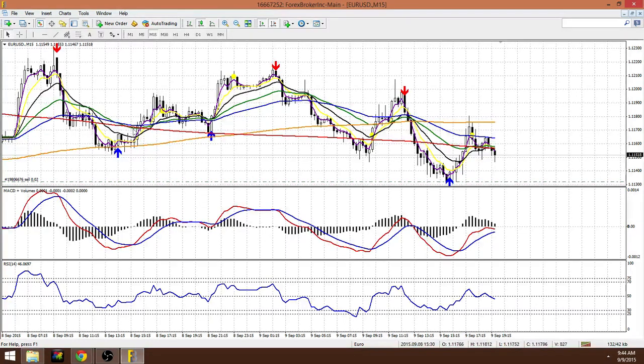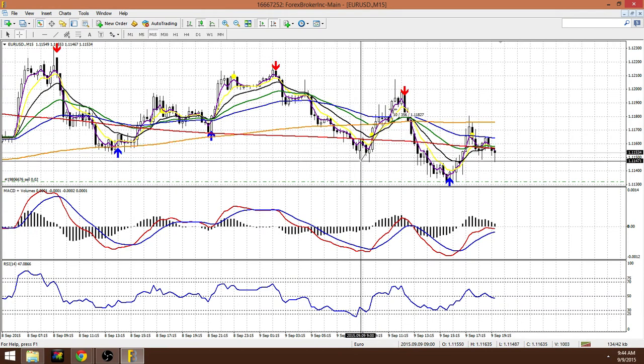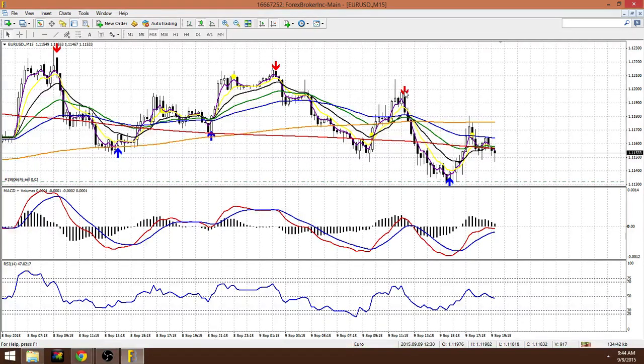So from about here to here, it's a 500 pip move. Let's say at 5 cents, that's $25. At 10 cents, that's $50, and at 20 cents, it's $100. So I thought this could probably help us a lot.